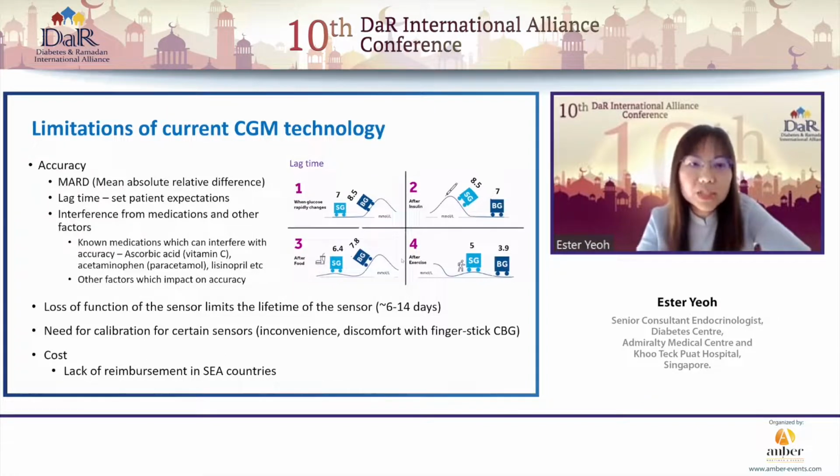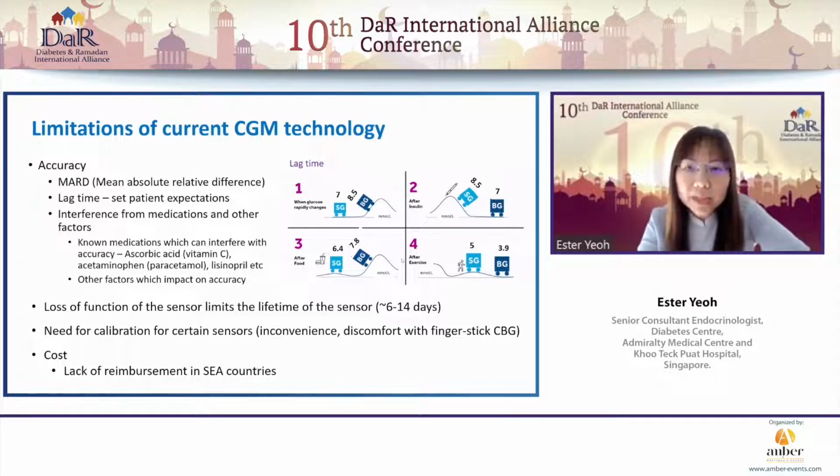So the first limitation really is in the accuracy. In terms of accuracy, we have the MARD, or mean absolute relative difference. Now, the lower the MARD, the more accurate the device is. And then there is the concept of lag time. I explain it to my patients as: because the sensor is reading the interstitial glucose and not the blood glucose, it will always require some time for equilibration to take place.